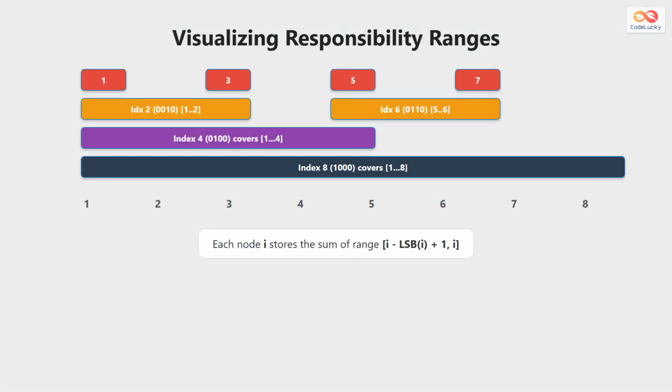Here is how it looks visually. Instead of every index storing just its own value, some indices store the sum of a range. For example, index 4 covers indices 1 through 4, while index 6 covers indices 5 and 6. The length of the range is determined by the position of that least significant bit.